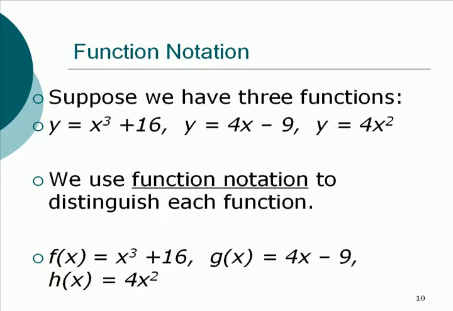G of x is equal to 4x minus 9. That's the middle one. And h of x equals 4x squared. Now the reason that's convenient is I can say, what I'd like you to do is plug the number 3 into function h, and you know exactly which one I'm talking about.